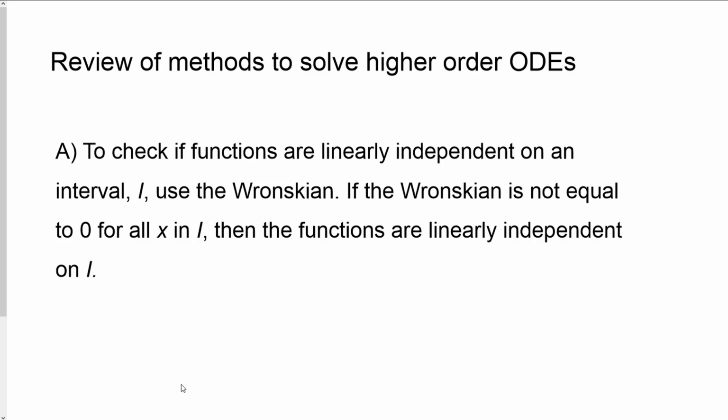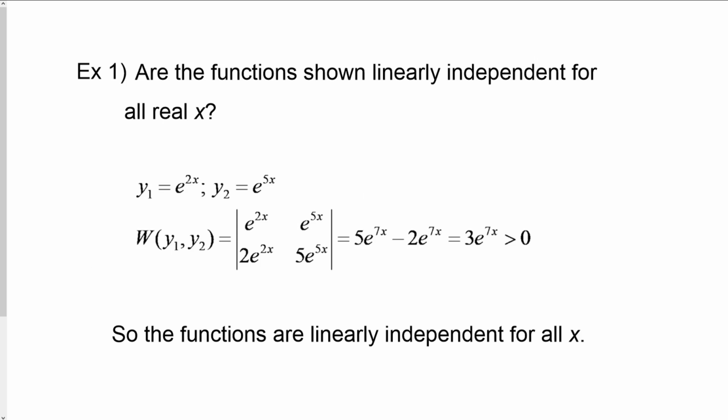If you recall, the Wronskian is simply a determinant that involves those functions. If the Wronskian is not equal to 0 for all x in the solution interval, then we can say that those functions are linearly independent on that interval. All right, so let's look at this example.